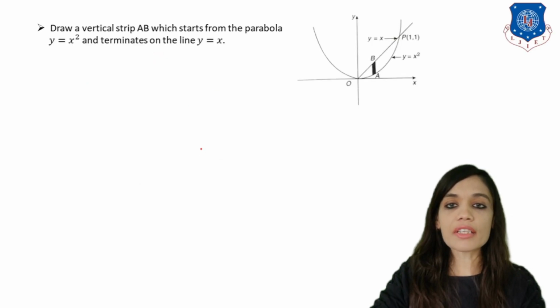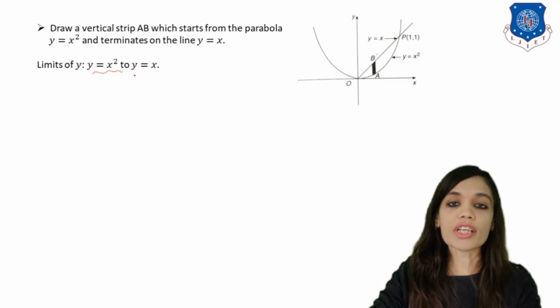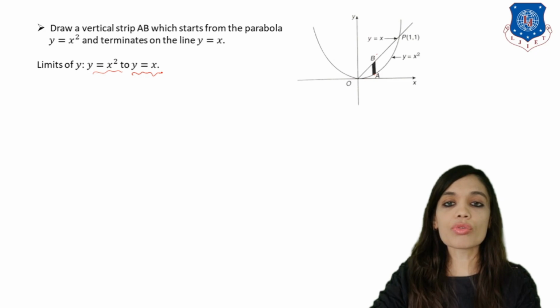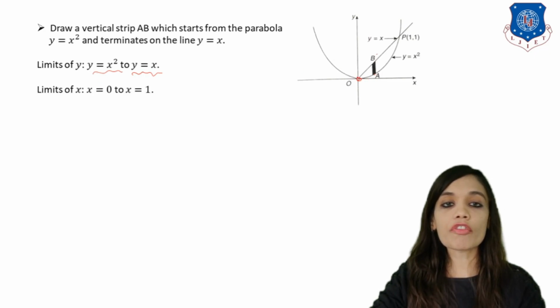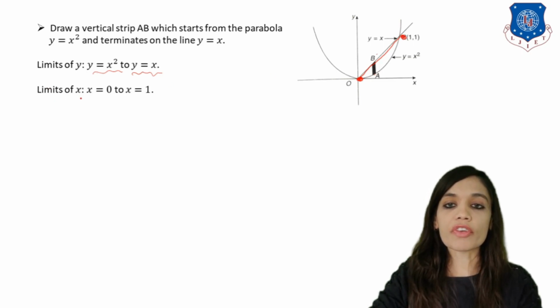So from this, our limit of y will be y is equal to x square to x, right? From the strip AB, we can say that our limits of y are y is equal to x square to y is equal to x. And our limit of x will start from 0 to x is equal to 1, okay? So limits of x are 0 to 1.